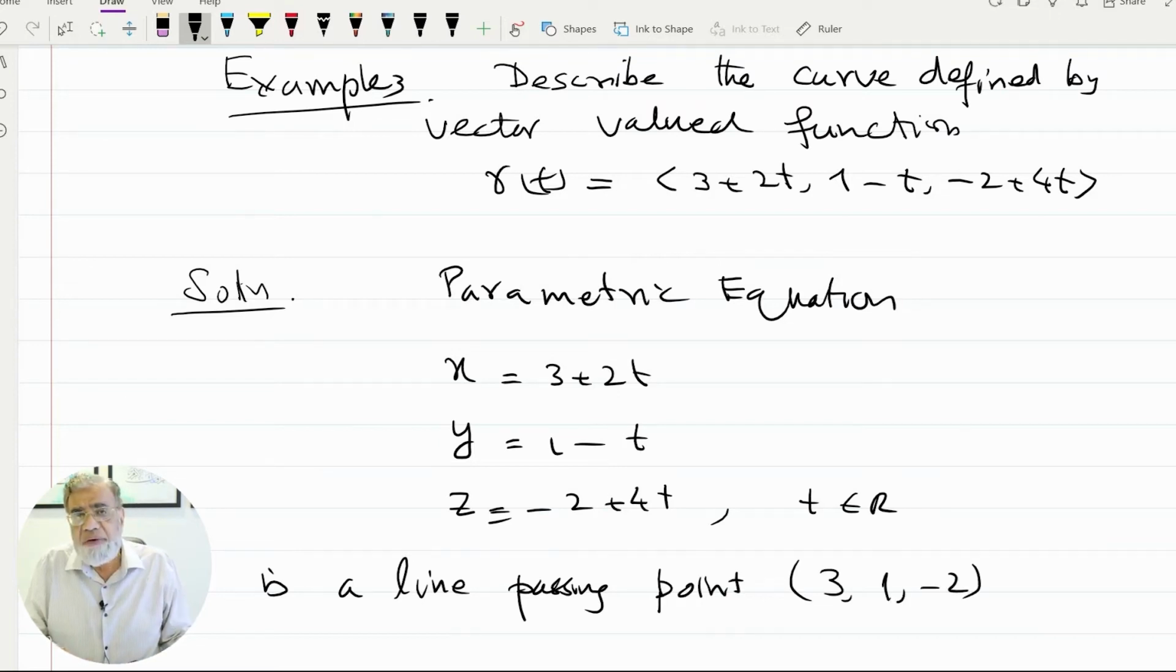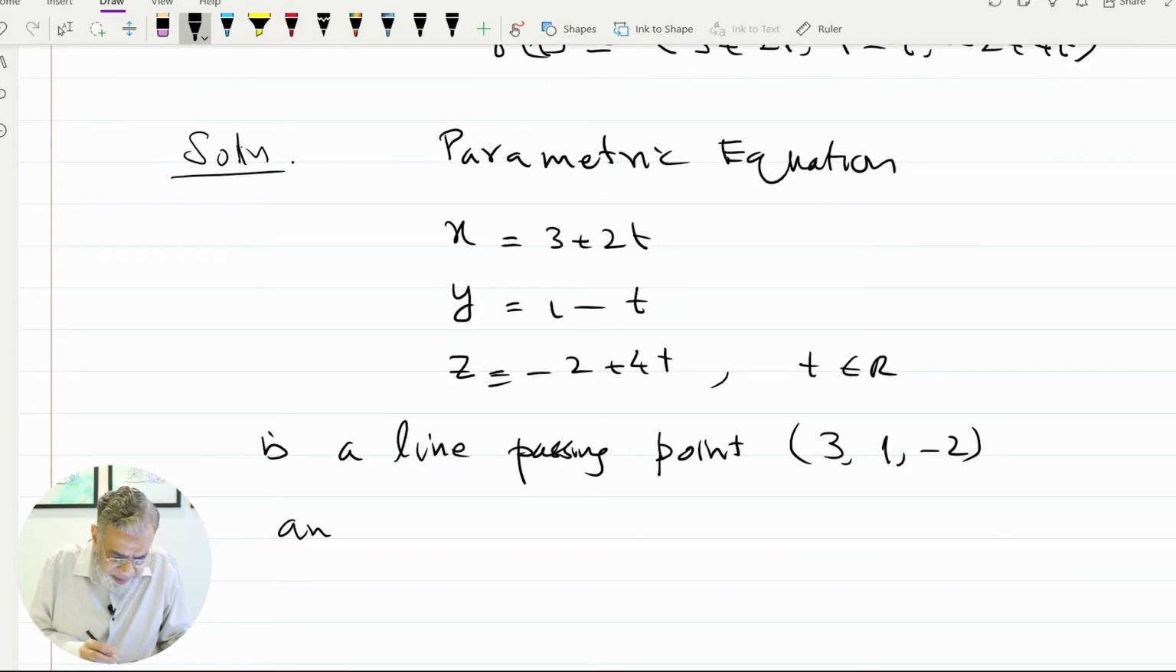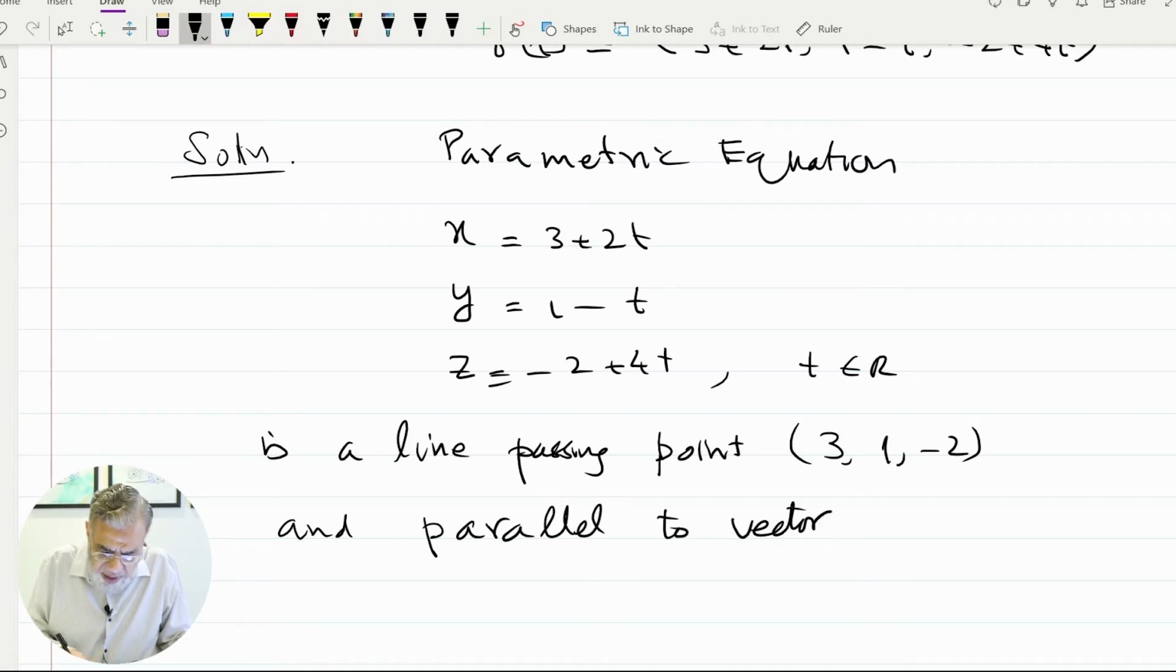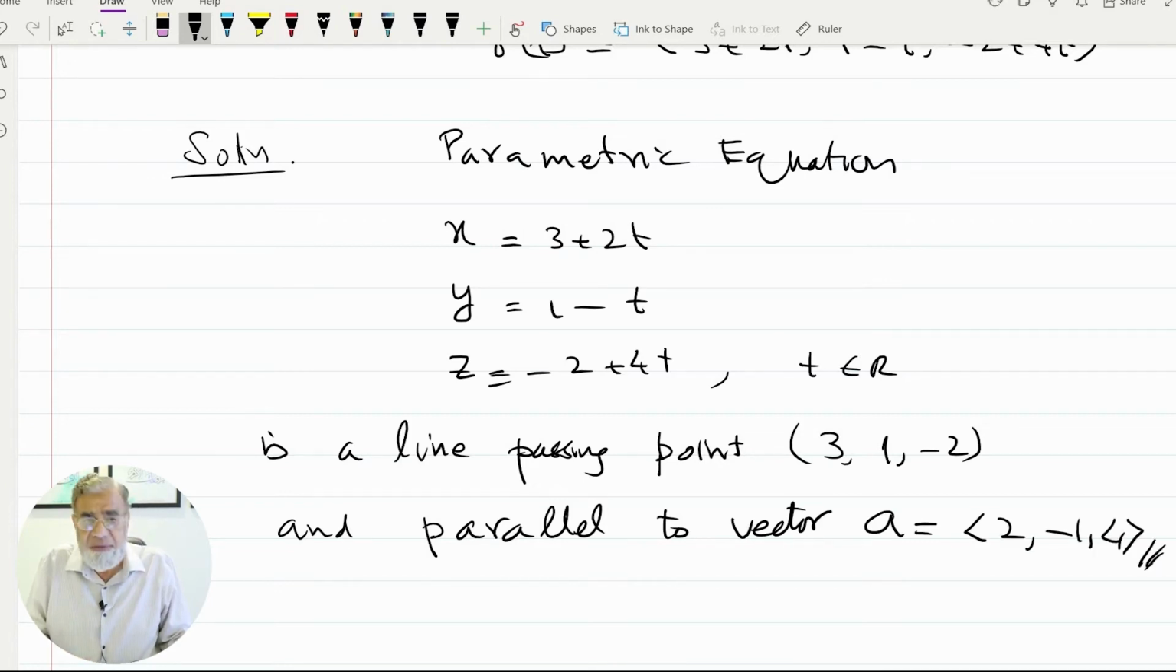As we discussed when covering the line, when we put t equal to 0, we get this point. Then we have a line parallel to the vector a, whose components are 2, minus 1, and 4. Looking at the equation, we can describe what it represents: this represents a straight line.